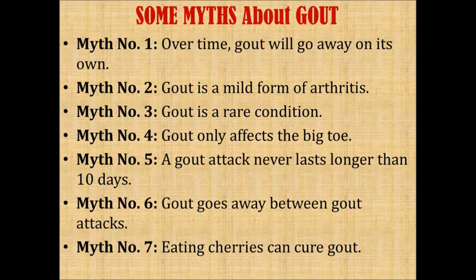Myth number 3: gout is a rare condition. This is absolutely not right, because gout is found in many people. Normally I can say in India at least 70% of the population is suffering from gout. Myth number 4: gout only affects the big toe. Basically gout starts affecting the big toe first, but if treatment is not done with proper medication, it will spread to other joints and then to other parts of the bones and cartilages.